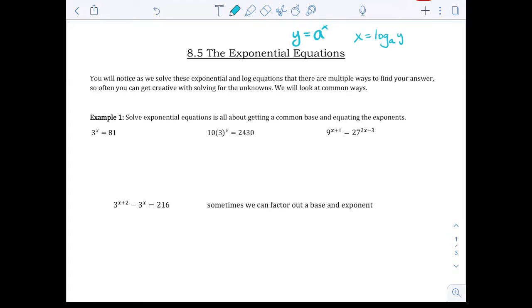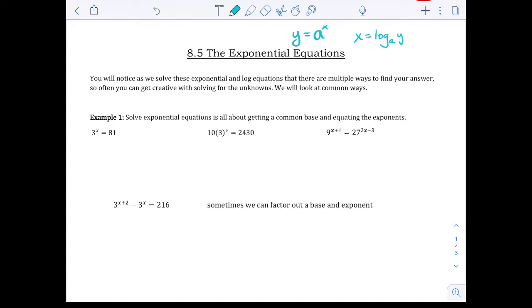So in this section, it says, you will notice as we solve these exponential and log functions that there are multiple ways to find your answer. So often you get creative with solving the unknowns. We'll look at some common ways in this section. Just like when you solved a quadratic, for example, you could find the solutions by factoring it to find the x values. You could use completing the square. You could use the quadratic formula, lots of different ways to get to your answer. So there's not only one way that you can get to your answer. I'm going to show you a couple different ways here.